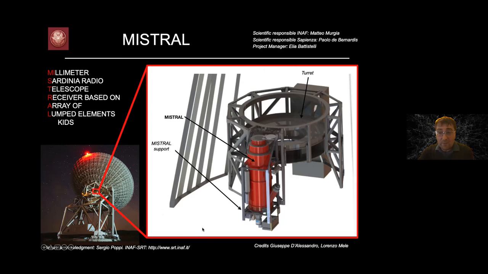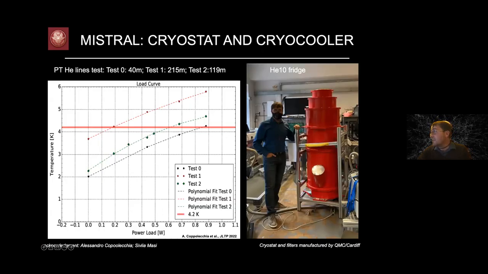So we applied and we got this possibility to build this camera. So this is the turret where all the receivers sit. And this is MISTRAL. So what is MISTRAL? MISTRAL is this red cylinder here. It's a pulse tube cooled receiver with a helium-10 fridge. Helium-10 is not a strange isotope of helium, it's just a combination of helium-4, helium-3, helium-3. So there are three fridges that allow us to cool down our detectors to 0.25 Kelvin.